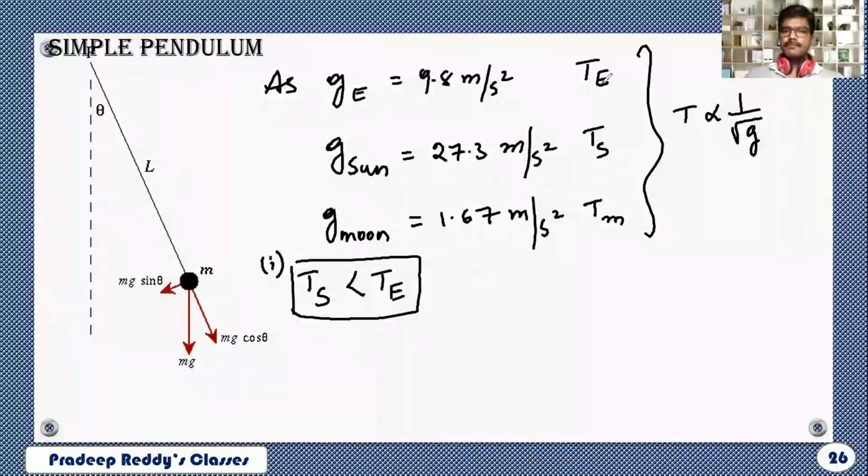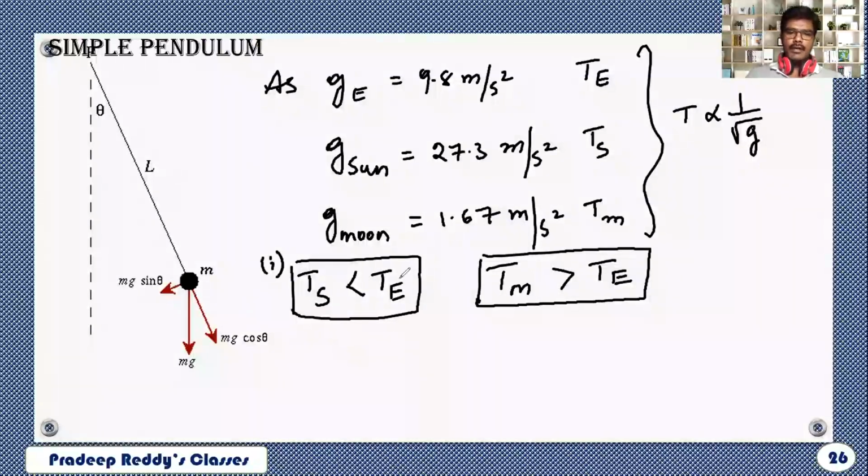Likewise, if you are taking the pendulum from earth to moon, what happens to acceleration due to gravity? The g value is decreased. As g decreases, T increases. Therefore, time period on moon is greater than time period on earth. This is number 2. So as we know, acceleration due to gravity is not the same from planet to planet and from satellite to satellite, so time period would undergo change.